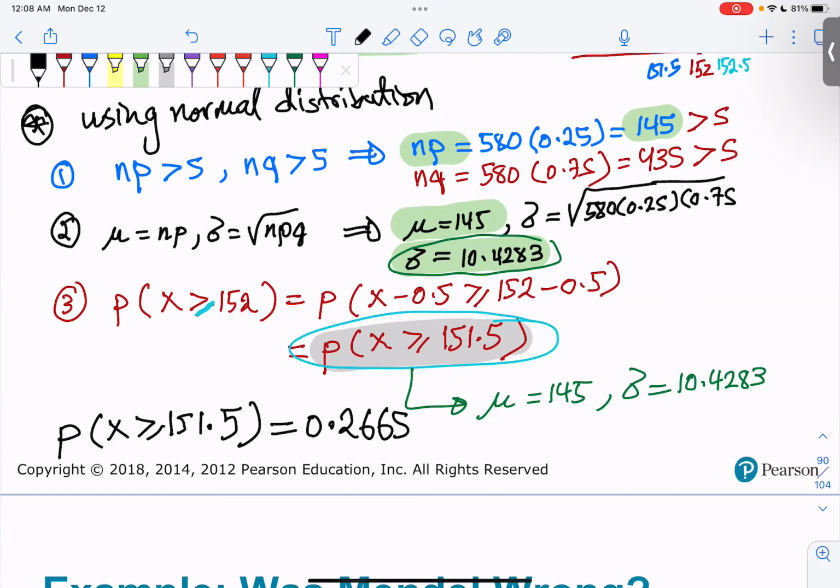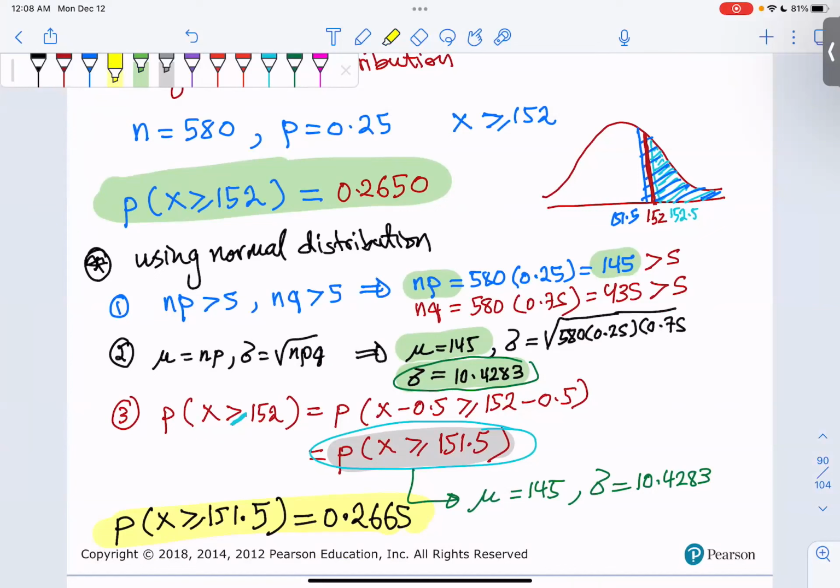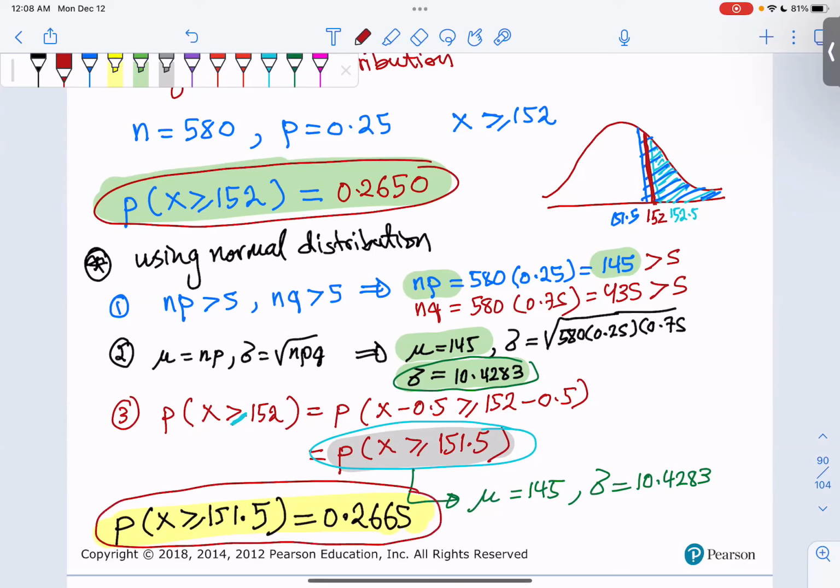So this will be 0.2665. Now if you compare this with this, they are almost equal to each other, right? This probability is using the binomial distribution, and this is using the normal distribution as an approximation to the binomial. So they are almost equal to each other here.